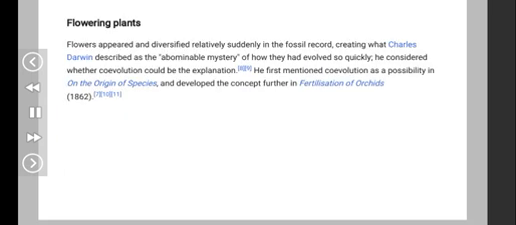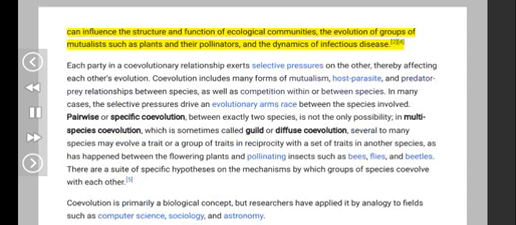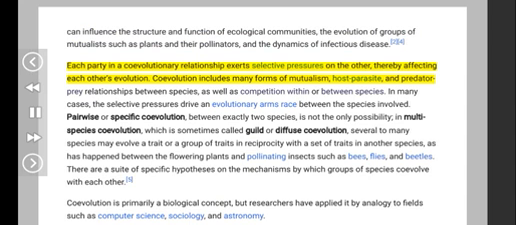3. More recently, it has also been demonstrated that coevolution can influence the structure and function of ecological communities, the evolution of groups of mutualists such as plants and their pollinators, and the dynamics of infectious disease. 2. 4. Each party in a coevolutionary relationship exerts selective pressures on the other, thereby affecting each other's evolution. Coevolution includes many forms of mutualism, host-parasite, and predator-prey relationships between species, as well as competition within or between species. In many cases, the selective pressures drive an evolutionary arms race between the species involved.